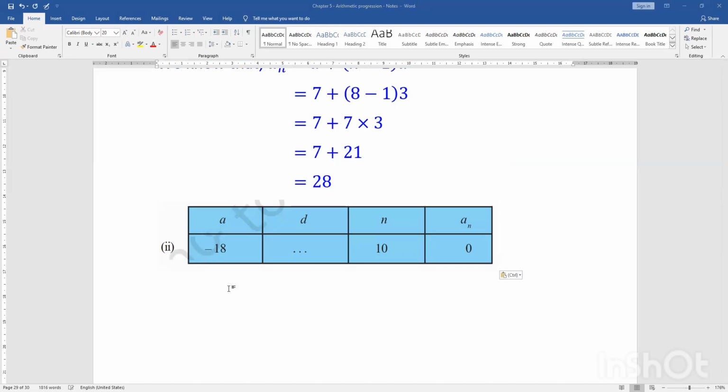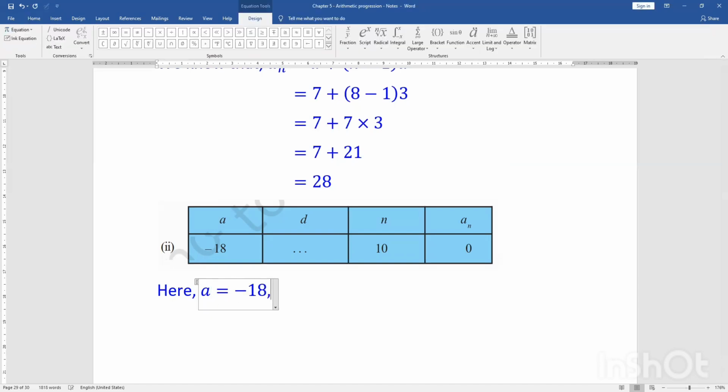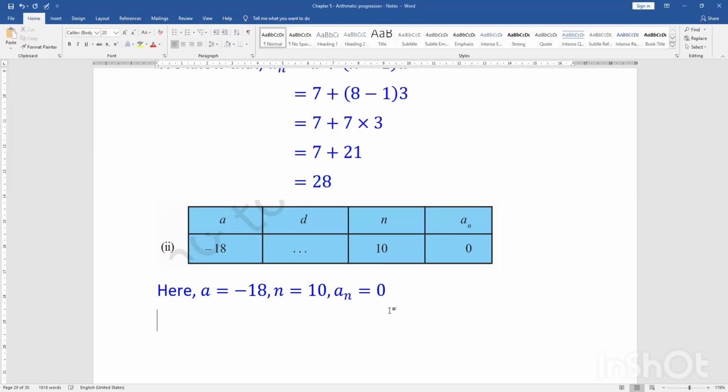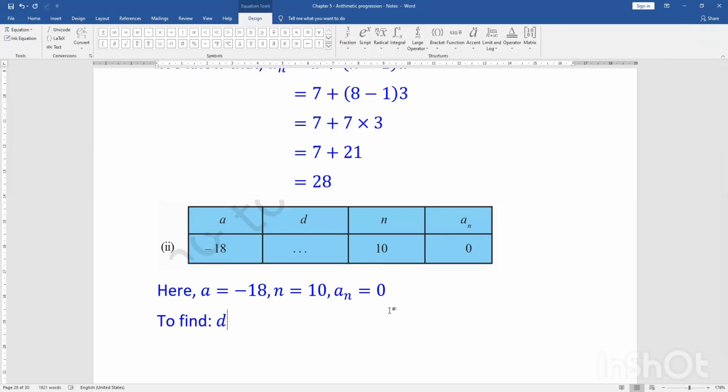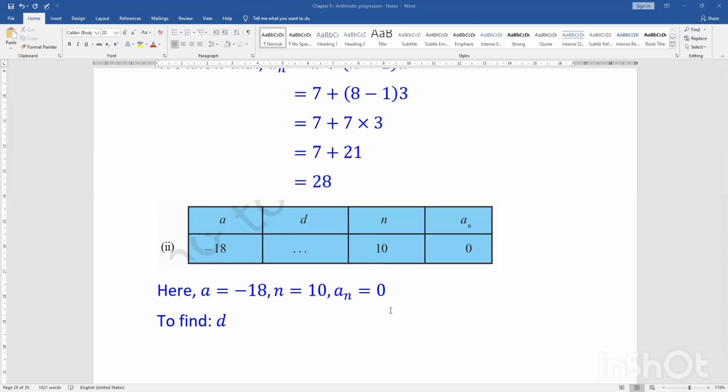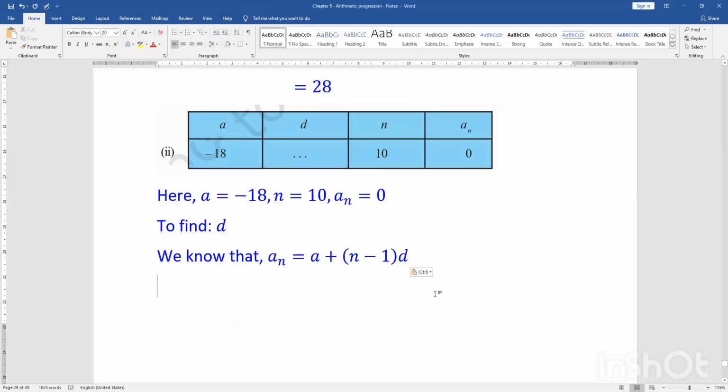So first we shall write down what is given here. Here we have a as minus 18, and n value as 10, and an as 0, right? So we have an as 0. Now what we need to find out? To find d. Okay, children? So now, as usual, let us write the formula. We know that an is equal to a plus n minus 1 into d.